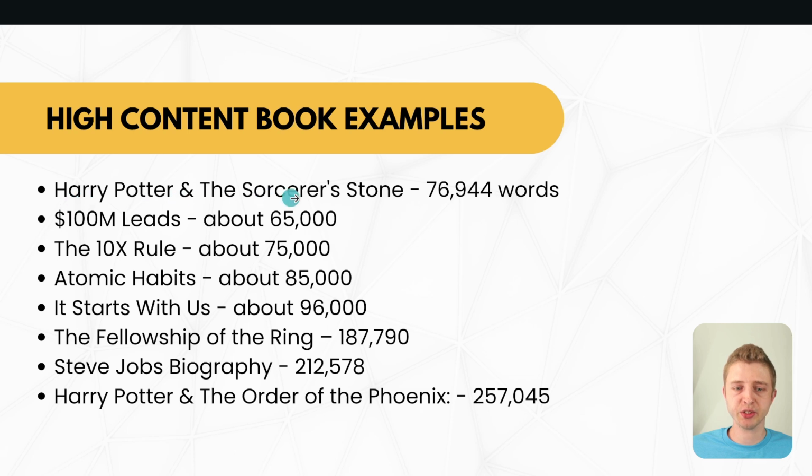So the Harry Potter, the Sorcerer's Stone has 76,000 words. The book $100 Million Leads has about 65,000 words. The 10X Rule has about 75,000 words. Atomic Habits has 85,000 words. It Starts With Us has 96,000 words. The Fellowship of the Ring has 187,000 words. Steve Jobs' biography has 212,000 words, and Harry Potter, The Order of the Phoenix has 257,000 words. So if you just take this as a stable datum, we can see that high content books are really, really in-depth.